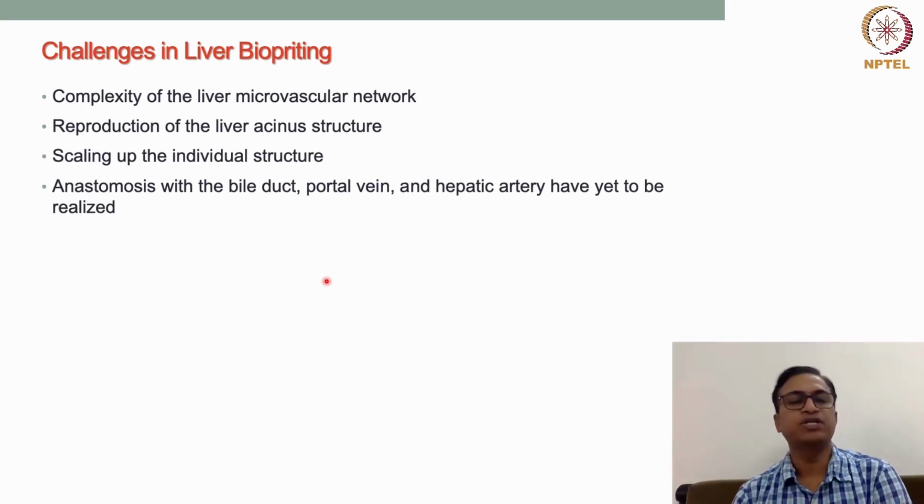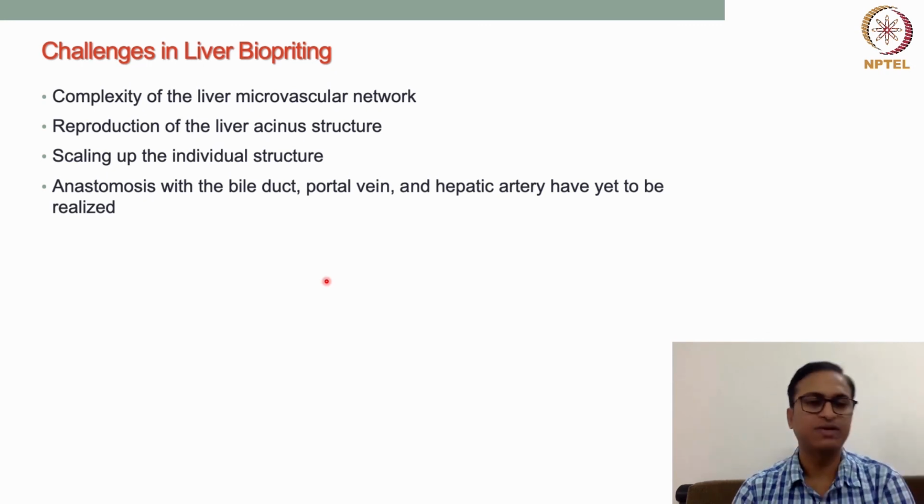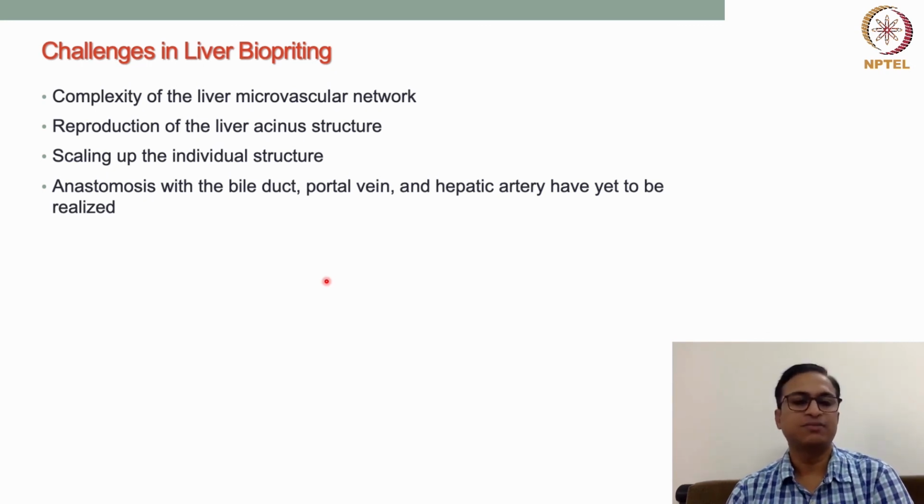The other thing is the reproduction of the liver acinus structure, because the liver acinus, as I mentioned earlier, is the functional unit of the liver, and the functions of the liver, like detoxification and metabolism, all depend on this liver zonation or liver acinus structure. So reproduction of that is very much required, and it is also highly challenging. That is another major challenge.